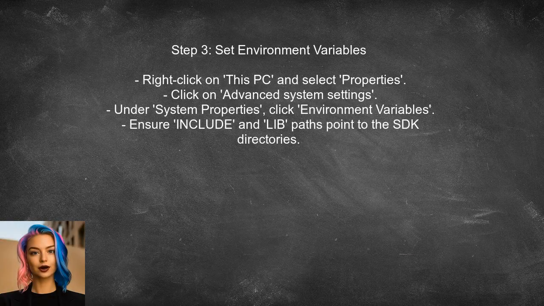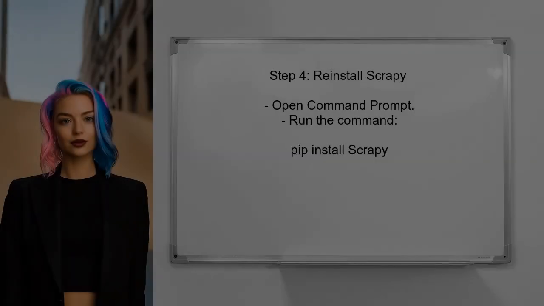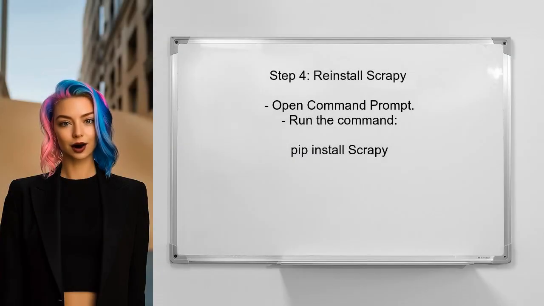After confirming the installation of Visual Studio and the Windows SDK, the user should set the environment variables correctly. This ensures that the compiler can locate the necessary files. Finally, the user should try reinstalling Scrapy using the command pip install Scrapy. This will attempt to compile the necessary components again with the correct setup.